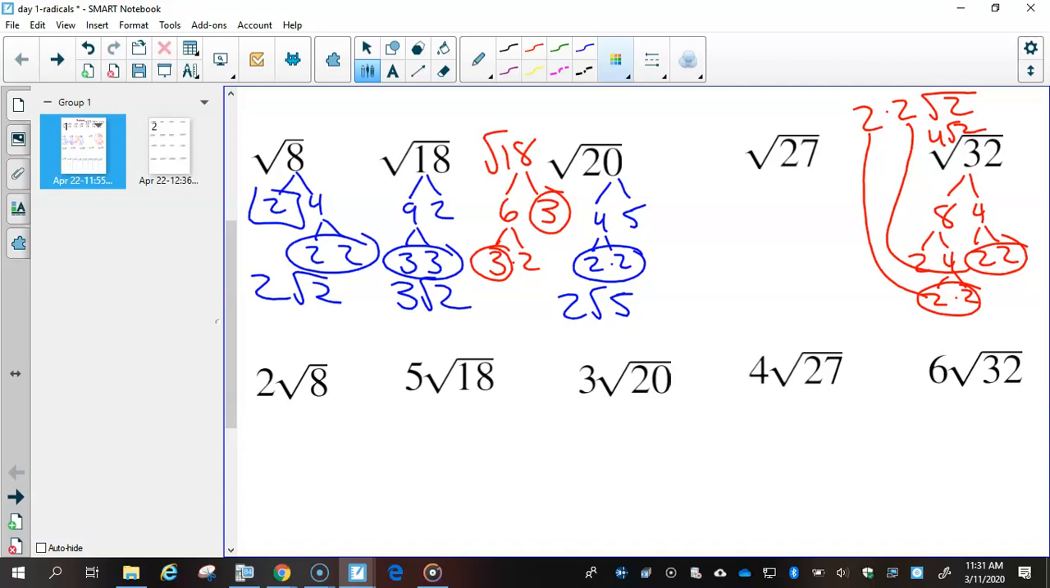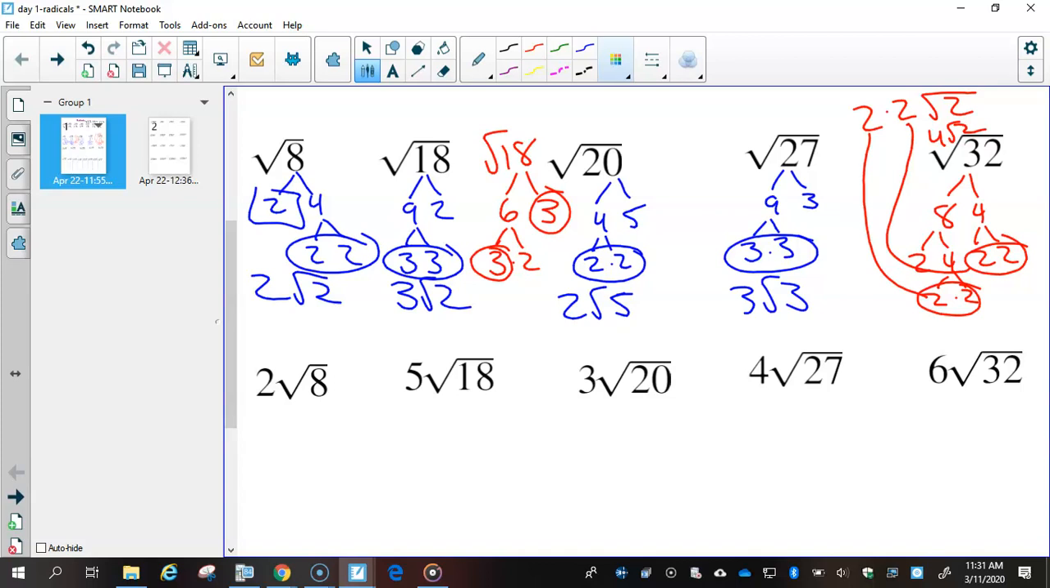For 27, give me 2 factors. 9 and 3. Can we break down either one of these? 9 to what? 3 and 3. So even though we have 3 3's, this is a square root and we just need 1 pair. So 3 times the square root of 3 would be our final answer. So we're just breaking these down as simple as we can.